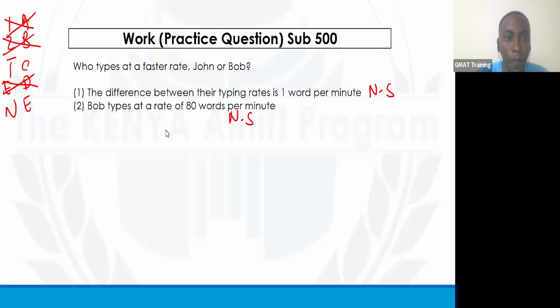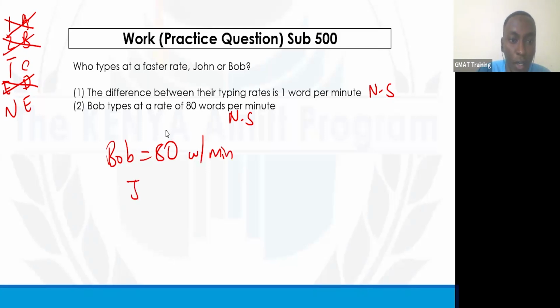Right, so let's combine the information from both of the statements since both of them are not sufficient. The difference between the typing rates is 1 word per minute, and Bob types at a rate of 80 words per minute. So does John type at 81 words per minute, if Bob had 80 words per minute?